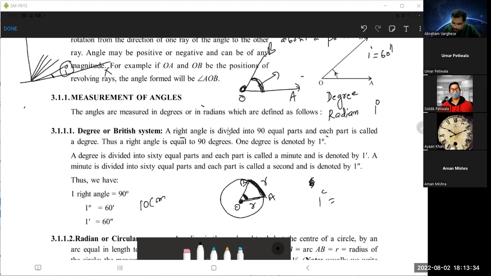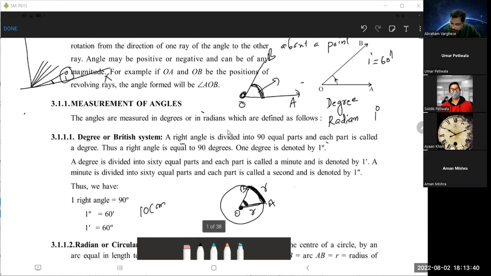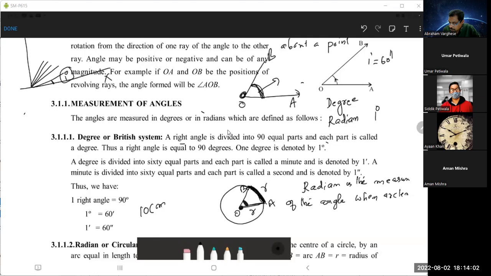So what is the definition of a radian? You can write: radian is the measure of the angle when the arc length is equal to the radius.